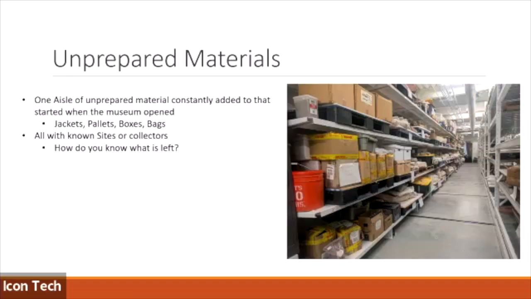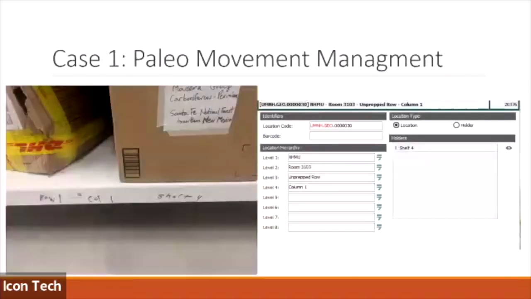This is one of our unprepared aisles. Everything comes in plaster jackets, pallets, boxes, bags, newspapers, beer cartons. Yeah, you know who you are. Generally all with vaguely known sites and collectors. We're always left with the question, how do we know what's left? How do we know that Adam Smith from California, who wants this one tiny fish fossil in this 20-pound bag, can actually find it? Can we find it? In which case my colleague can tell you that yes, we did find it.